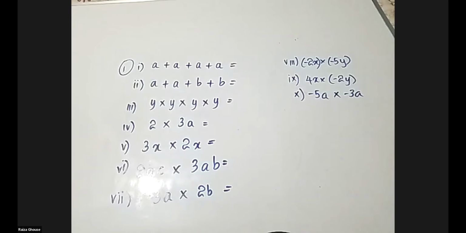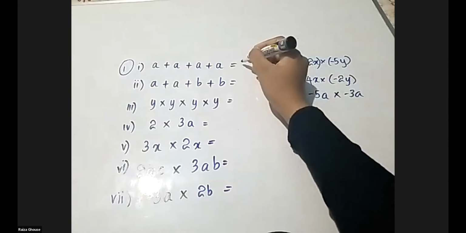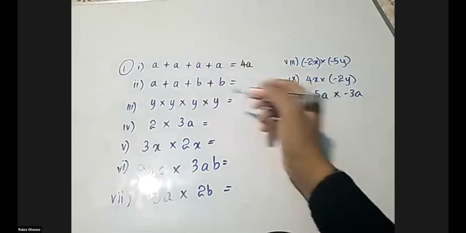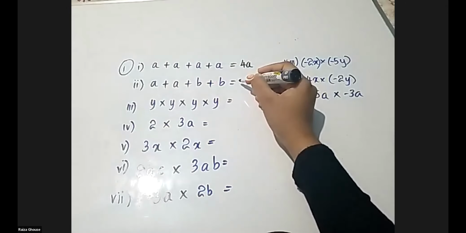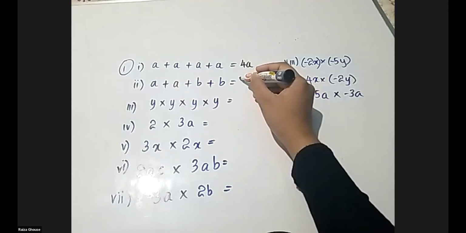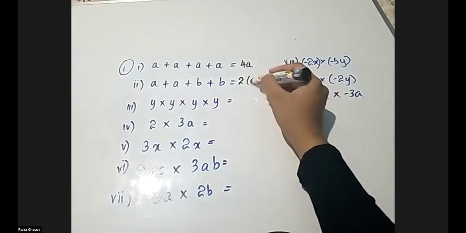Okay, right. So let's go on. Now look at this. You can see the first one I have already done for A. Second one, two similar ones. So what can I write here? You all are grade 10s now, right? You can take 2 out and A plus B.